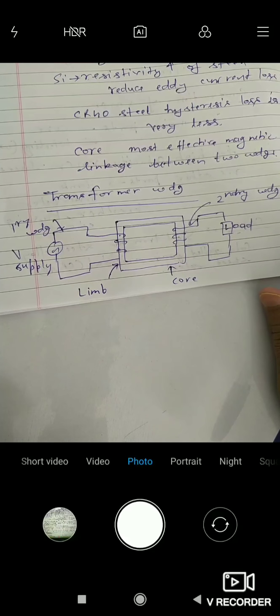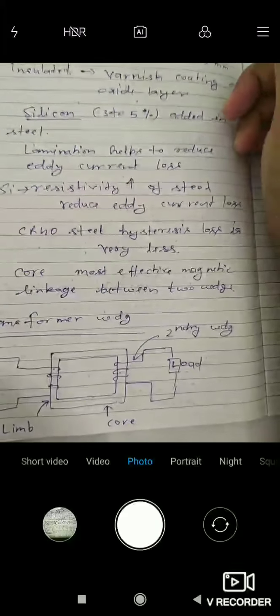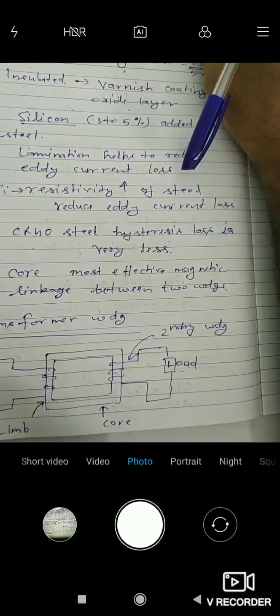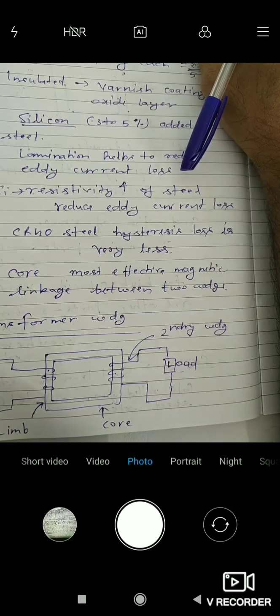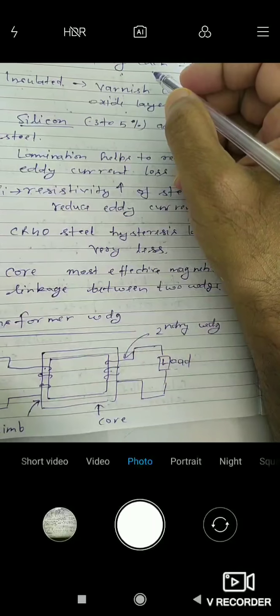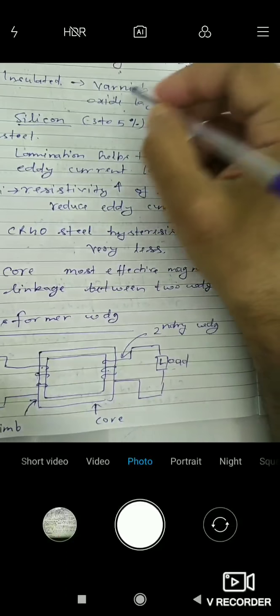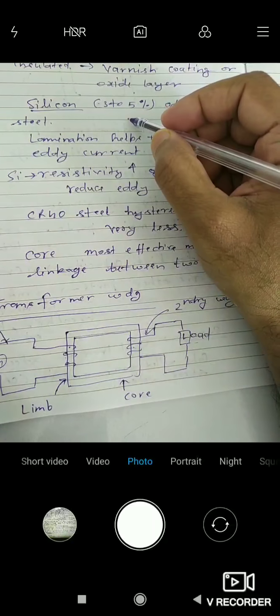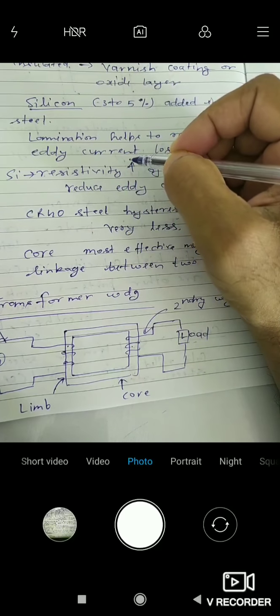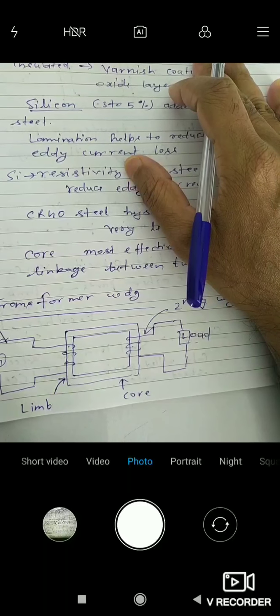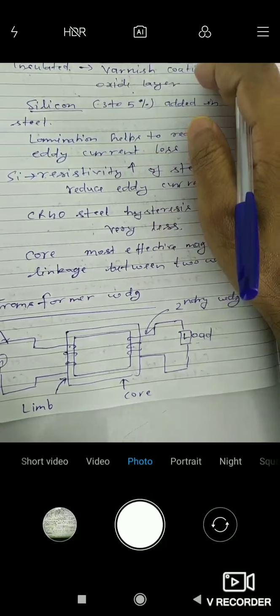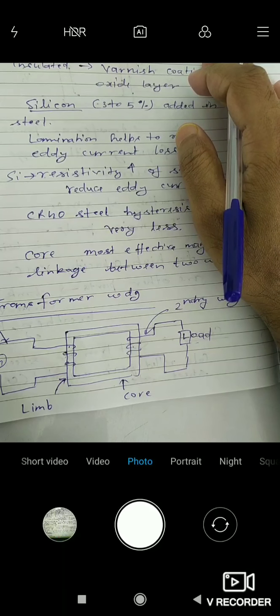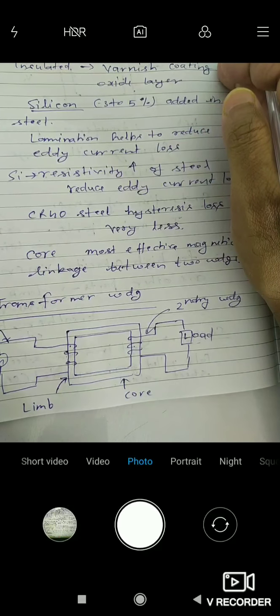So this is all about the construction of transformer. Mainly we have studied core and winding. Core is made up of silicon steel, which is in form of laminations. Laminations are coated with insulations which are varnish coating and oxide layer, and a small amount of silicon is also added in this steel, which increases resistivity of steel so as to decrease eddy current loss. Laminations help us to reduce eddy current loss, whereas good material, that is CRGO steel, reduces hysteresis loss.